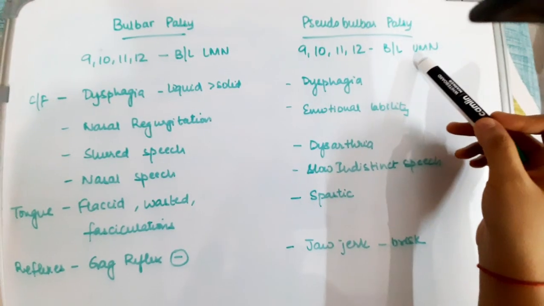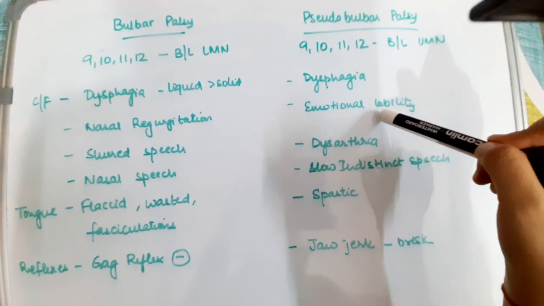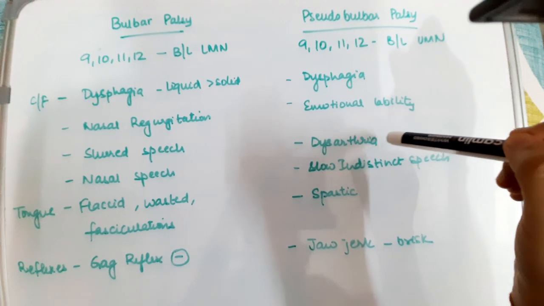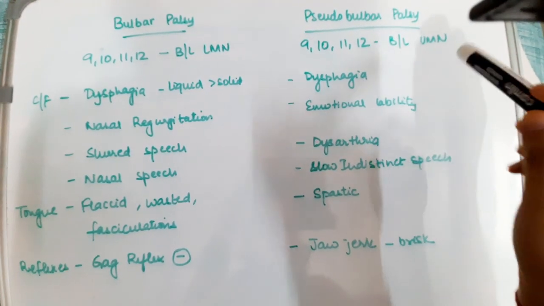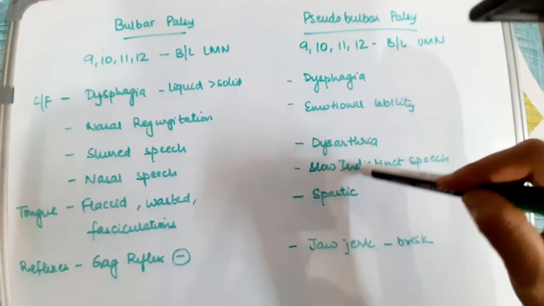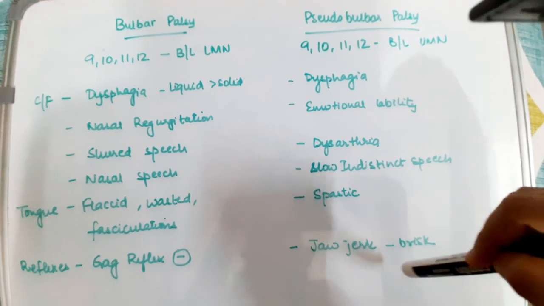Whereas in pseudobulbar palsy, there will be dysphagia, there will be emotional lability, there will be dysarthria, with slow indistinct speech, and since it is a UMN lesion, the tongue will be spastic and the jaw jerk reflex will be brisk.